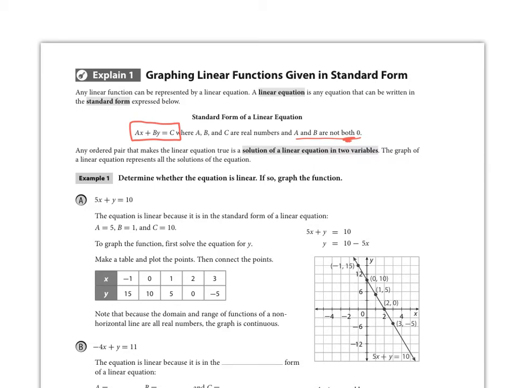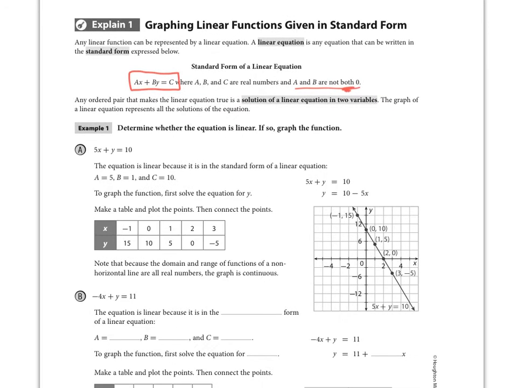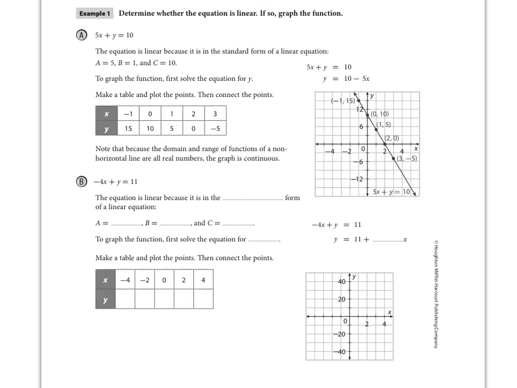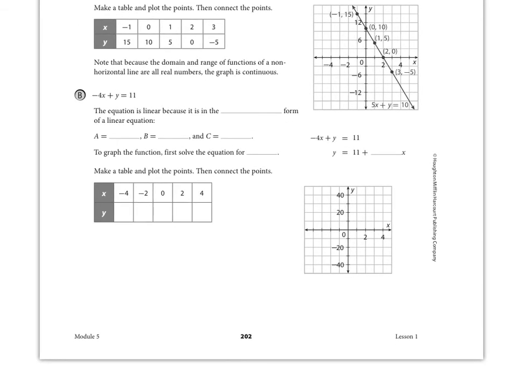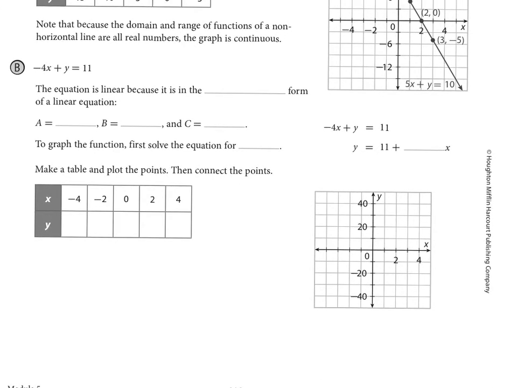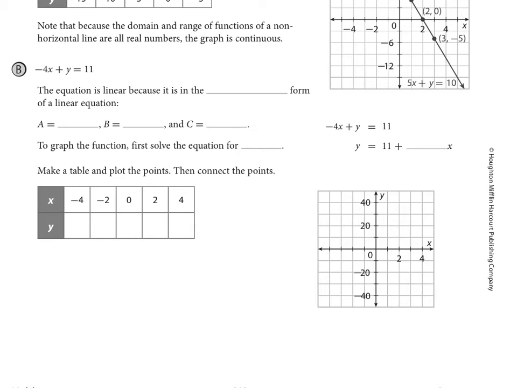So in our examples here, I'm going to do part B. Our direction says determine whether the equation is linear, and if so, graph the function. So part B, we have the equation negative 4x plus y equals 11. And this equation is linear.